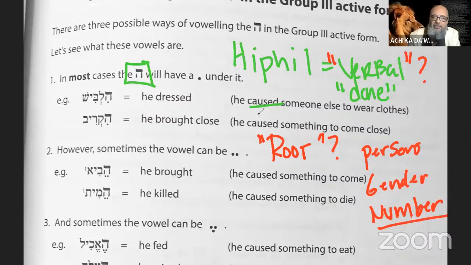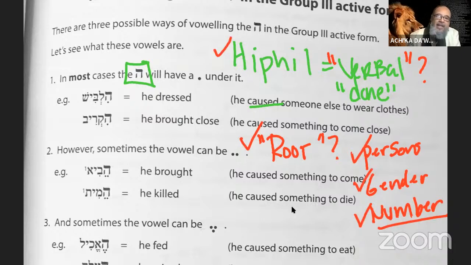So you got to find out the root. You got to find out how many persons it is, what type of person it is, gender, you got to find a number, and you got to find what type of verbal stem it is. That's what you have to find out.